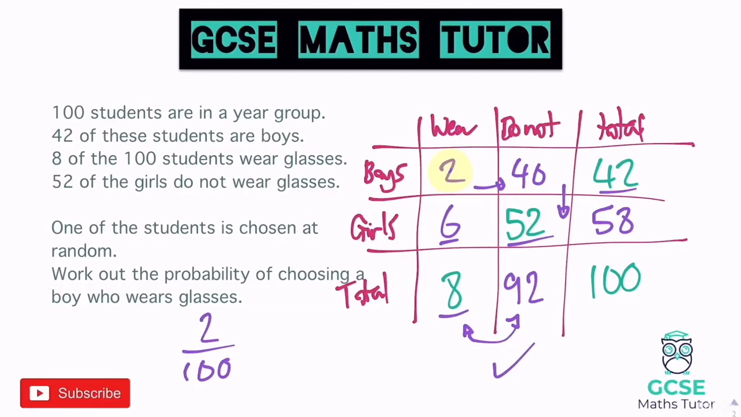You don't have to simplify that, but just a quick note, it could have said in the wording here, rather than saying one of the students, it could have said one of the boys. Now if it had said it had picked one of the boys, then that would have been out of 42. So it would have been 2 over 42. But it just depends on what the wording says. So it does say one of the students. It doesn't dictate whether it's boys or girls, so it's out of 100.